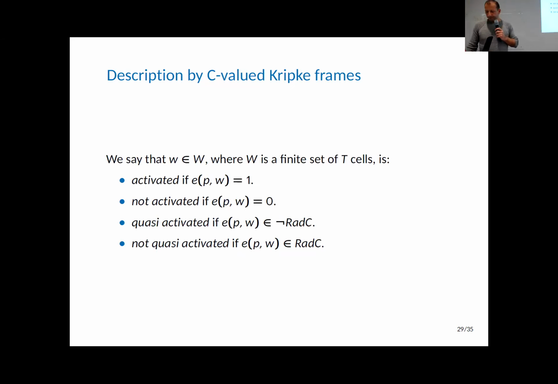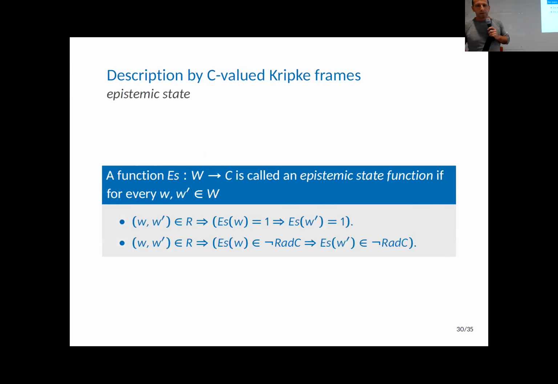So they're defined in a straightforward manner. We will say that the cell is activated if its evaluation is 1, it's not activated if the evaluation is 0, it's quasi-activated if it's evaluated to the negation of the radical, and not quasi-activated if it's evaluated to the radical of C.